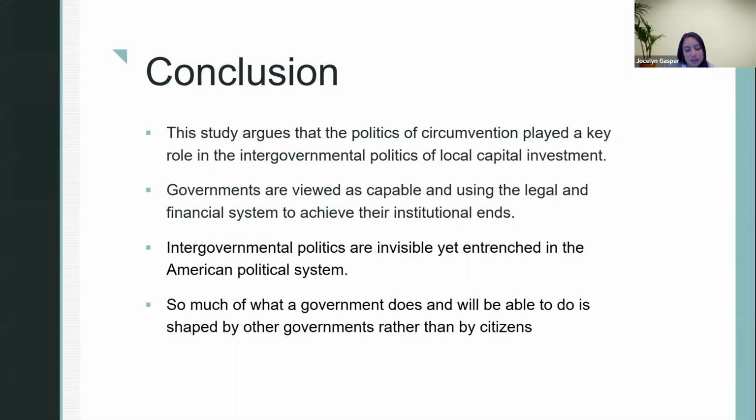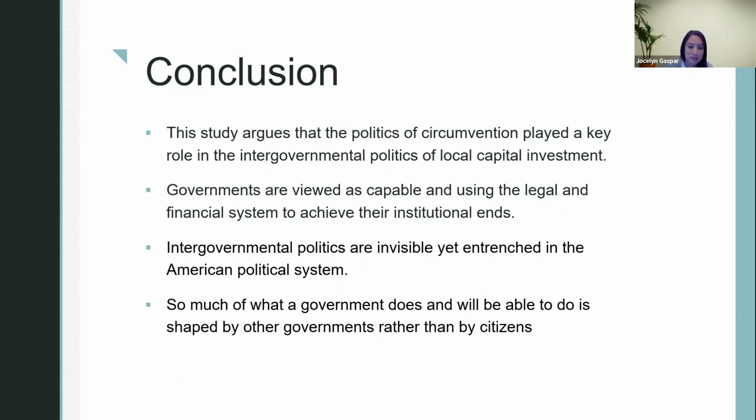All right, so in conclusion, the study argues that the politics of circumvention has played a key role in the intergovernmental politics of local capital investments. Her argument shows that governments are viewed as capable of using the legal and financial system to achieve their institutional goals. Intergovernmental politics are invisible, yet are entrenched in the American political system. She says this because intergovernmental politics lack the interest that traditional politics have, so they tend to be invisible. But intergovernmental politics does have a huge impact, regardless of how invisible the politics may seem.